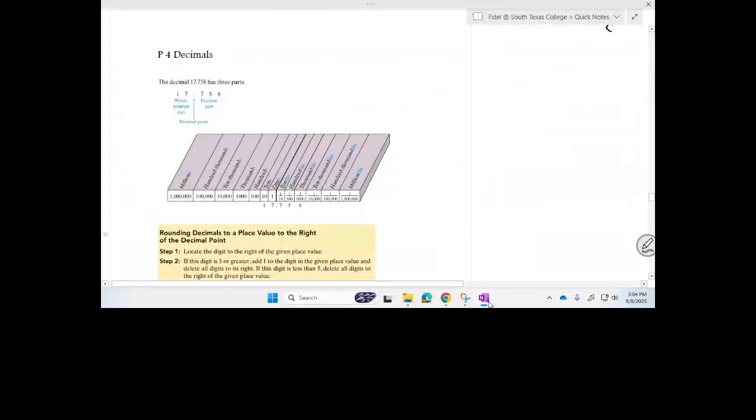All right, and let's go through section P4, y'all. So section P4 talks about decimals, okay? When we have a decimal number, it has what we call three parts.